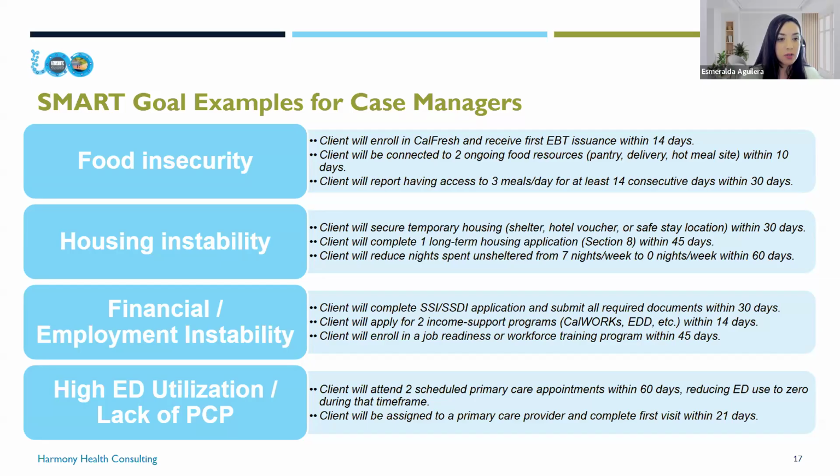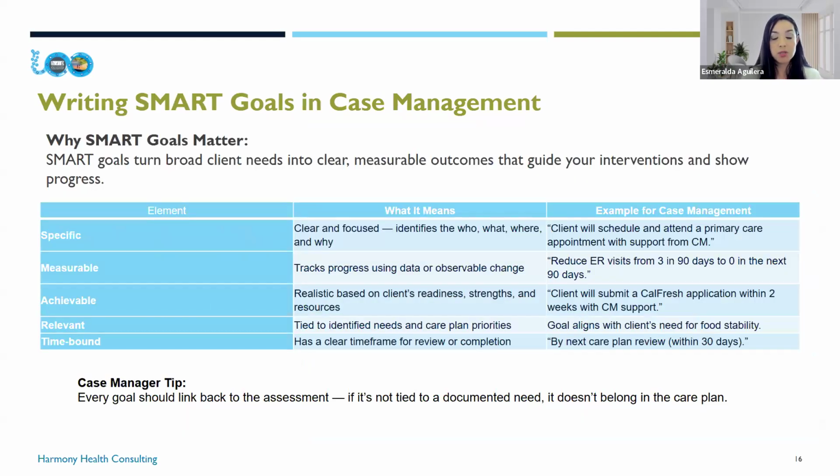I think the last thing here that I do want to point out from the previous slide is one of the tips that I think is really important when we're documenting our SMART goals: for ECM, we're also being audited, and we've got to make sure that these goals are meeting our ECM audit criteria and requirements. Every single goal must be linked back to your assessment. If it does not tie to a documented need that you are documenting in your assessment, it probably should not belong in your care plan. This is how we demonstrate the medical necessity, the client-centered planning, and the alignment with all the ECM requirements. Okay, next slide.